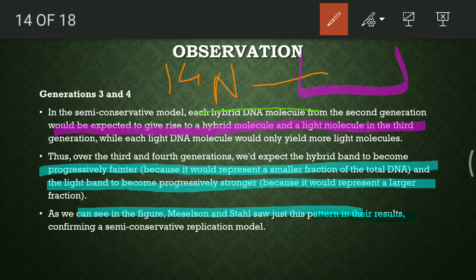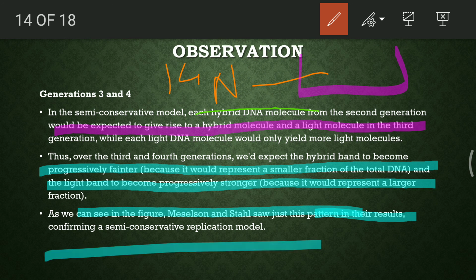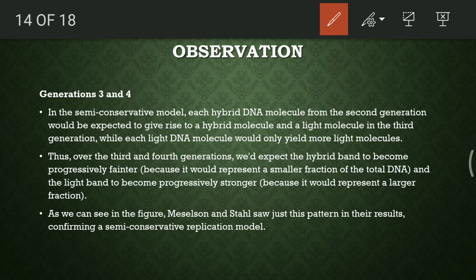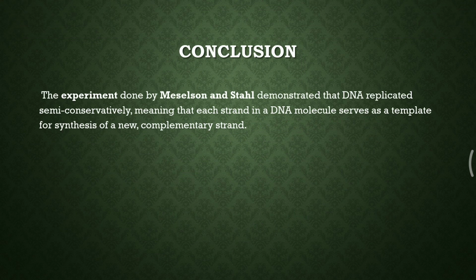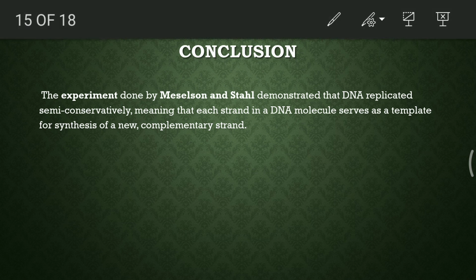So Meselson and Stahl saw just this pattern in their results, and confirmed that the semi-conservative nature of DNA is being followed. And what can we conclude by the end of this experiment? That the nature of DNA is semi-conservative. It means half of it is parental, or one of the strands is always parental, whereas the new strand is formed which is complementary to the parental strand, and each of the strands of the DNA can act as a template.